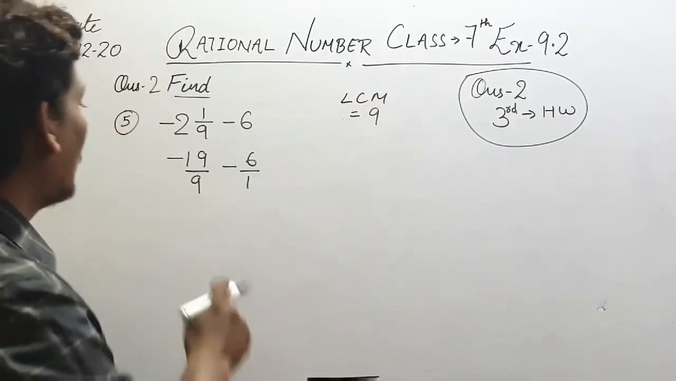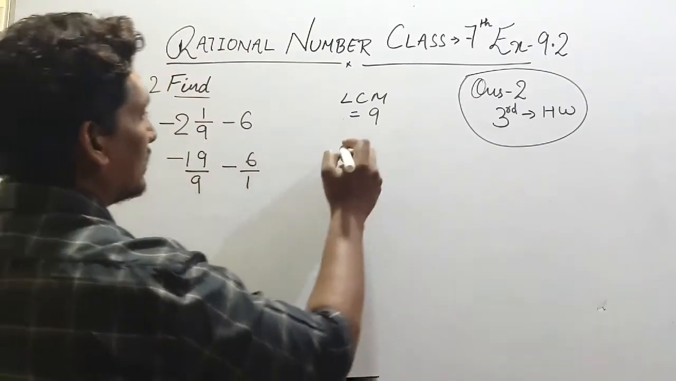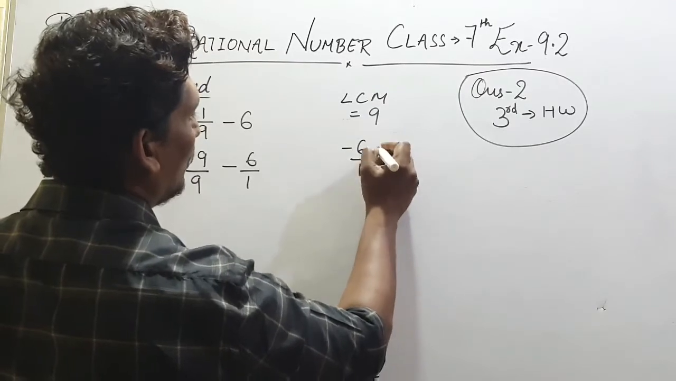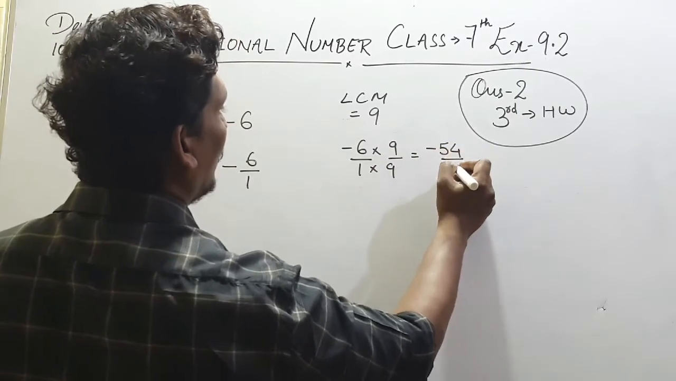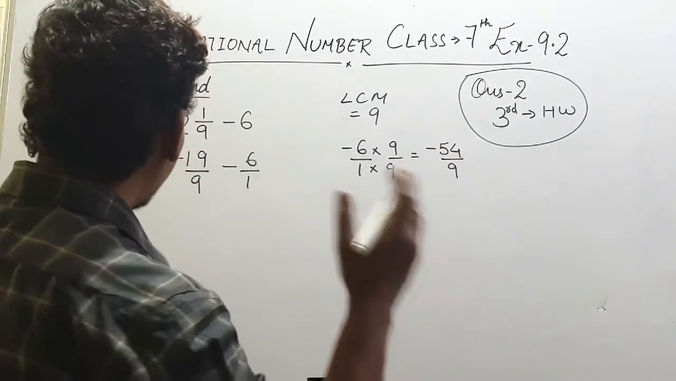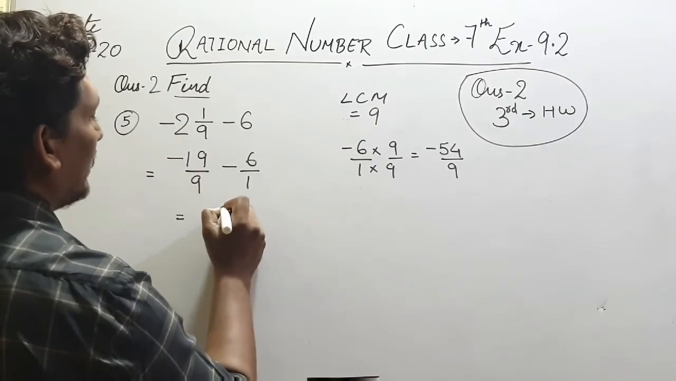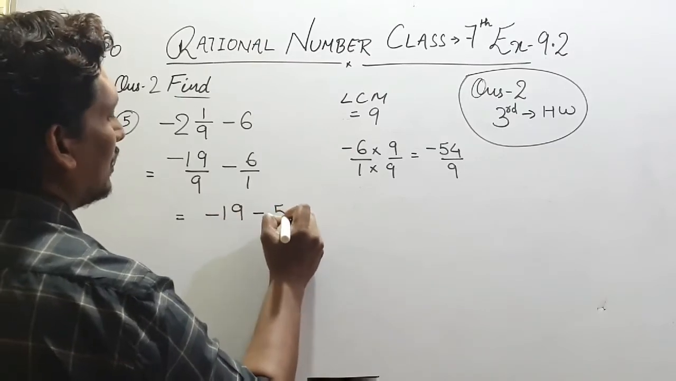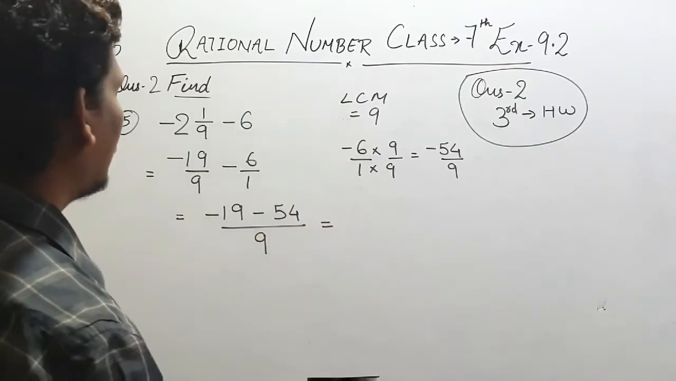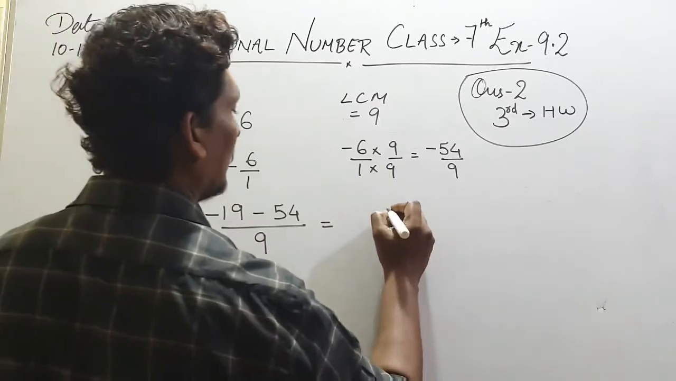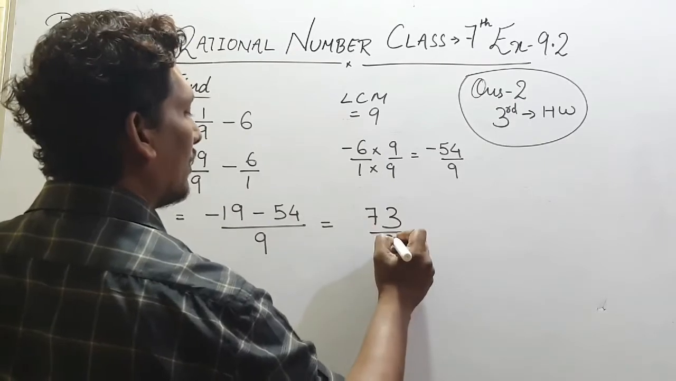So if you see, minus 19 by 9 is already having 9 in the denominator. So we just have to convert this one. So minus 6 by 1 into which number? 9, right? So minus 54 upon 9. So we got the denominator as 9. So here the question is minus 19 minus 54 upon 9, right? So 9 plus 4 is 13, carry 1, 5 plus 6, 11, plus 1 is 12... we get 73 upon 9.